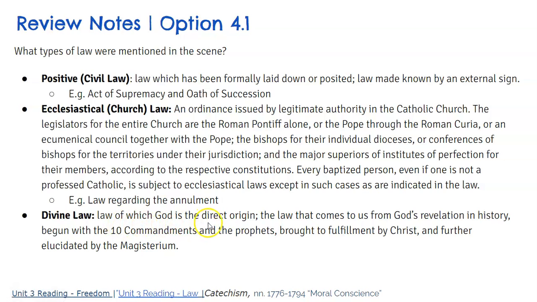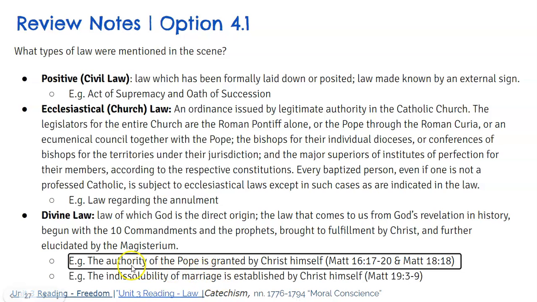The divine law is the law of God, where God is the direct origin, the law that comes to us from God's revelation history, begun with the Ten Commandments, the prophets, and brought to fulfillment in Christ, and elucidated by the magisterium. And there are actually two examples. First, the authority of the Pope is granted by Christ himself. Moore mentions that, and this is where it is in Scripture. So that's actually divine law. And then the indissolubility of marriage is also established by Christ himself. This isn't something the church made up. It's something Jesus taught us. So these are the three types of law you see in this scene. Moore also mentions the natural law at least once that I noticed, but no, actually there is another scene where he mentions it a couple times, but it's not in this scene, so you can leave it out.